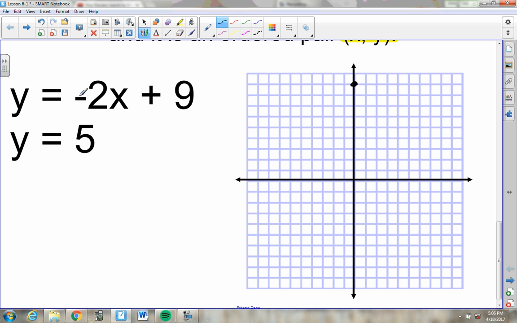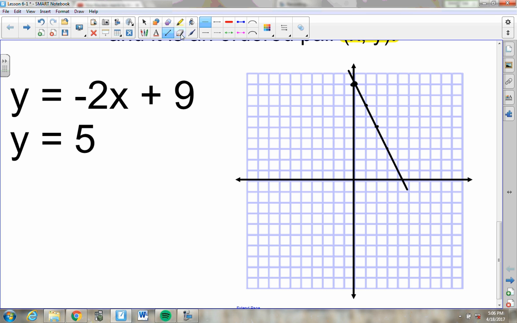My slope says negative 2 in front of my x, so I'm going to go down 2 and over 1. If I go down 2 and over 1, there's my next point right there. Down 2 over 1, there's my next point. Down 2 over 1, there's my next point. Then I'll connect these with a nice straight line. And there you have that equation. This line has been graphed right there.